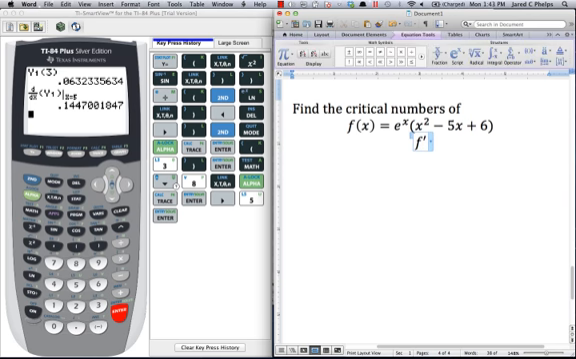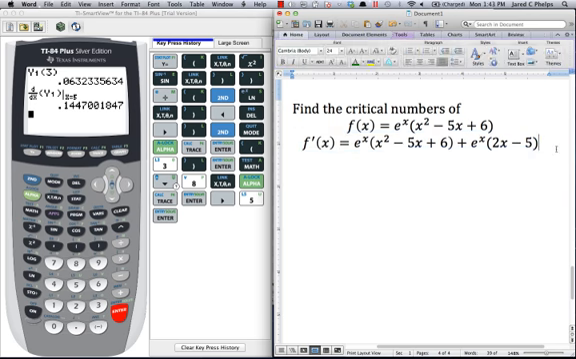So f prime of x, this is going to take the product rule, right? I'll have the derivative of the first thing, that's e to the x. I'll leave the next thing alone. Plus, this time I'll leave the e to the x alone, and I'll take the derivative of the other part. That's 2x minus 5. And that is my derivative. Right? So now I need to know where this is 0 or undefined.